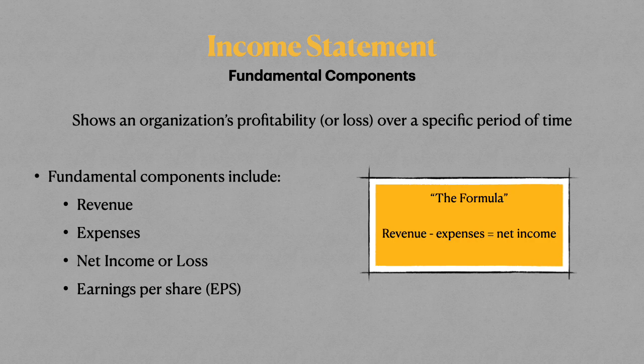Net income is the difference between gross margin and expenses. A profit results when expenses are less than revenue and the net income is positive. A loss results when expenses are greater than revenue and net income is negative. Earnings per share reports the amount of net income or another measure of income earned by each share of stock during a reporting period.